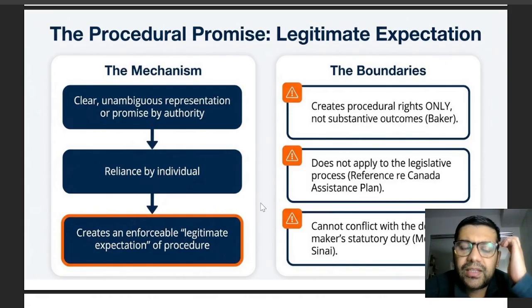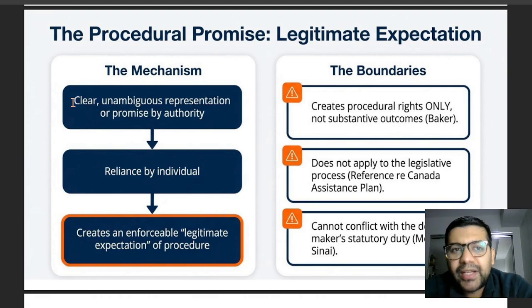Okay. The next thing is the procedural promise. This is also something you need to see at the same time. What is the mechanism here, right? And I'll show you why this PDF is good enough for you for the examination. Clear, unambiguous representation or promise by authority, reliance by an individual creates an enforceable legitimate expectation of procedure.